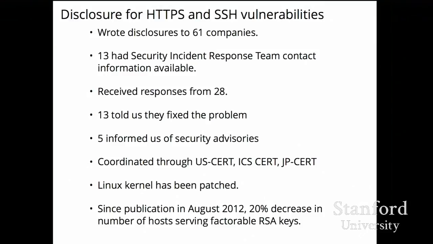Since then, 13 of them have told us that they have fixed the problem. 5 of those published some kind of public security advisory. So one of the companies contacted ICS CERT, the Industrial Control System CERT, because they made industrial control systems, to report the vulnerability. At that point, ICS CERT contacted us and asked us to verify this. And we said, we have all these other companies too. And so they helpfully helped chase down several of the companies who hadn't responded before. They were very helpful in this.